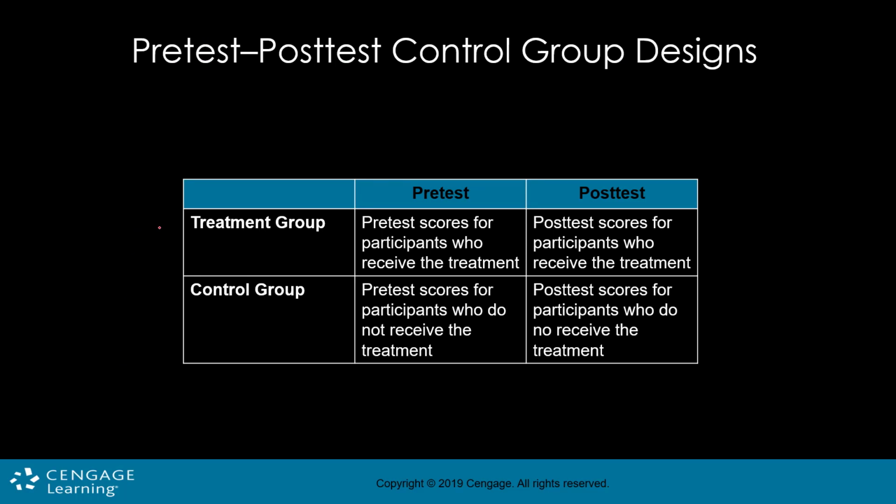So here, this is something from your book just talking about another type of design where you have a treatment group and a control group. They get the pre-test and the post-test. But again, this ends up being a 2-factor design.